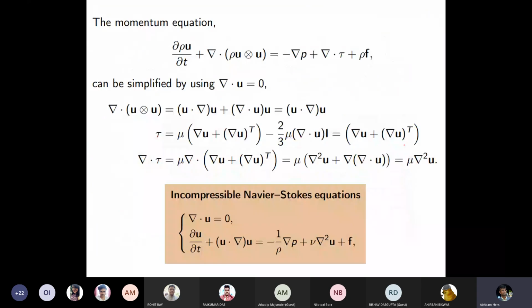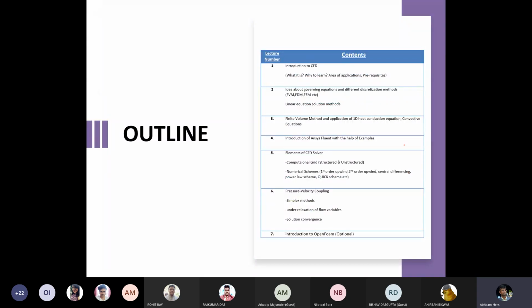The third lecture that we have planned based on our outline was about the finite volume method, but if I start finite volume today, it may be boring because we have already covered finite difference here. So we will do it tomorrow. Let us take this introduction to ANSYS Fluent with the help of examples in this session. So stay here. You can take a break for 2-3 minutes. We will join soon and start this lecture.